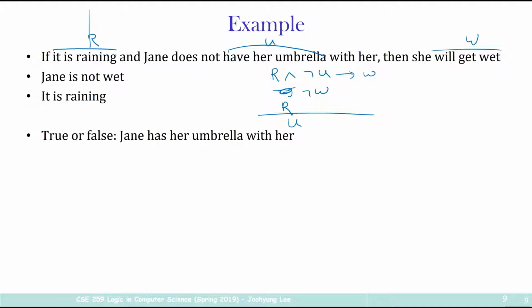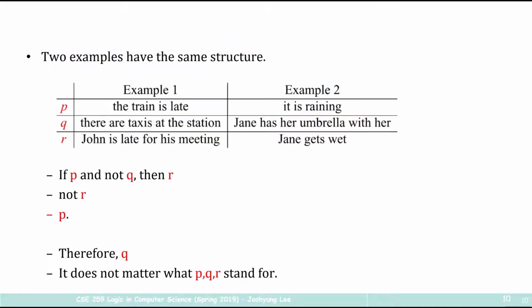The structure of this problem is exactly the same as the previous one. In fact, this is the comparison between the two. If you say P represents the train is late in example 1, then in example 2, it is raining. Q in example 1 represents that the taxi is at the station, and in example 2, Q represents Jane has her umbrella with her. R in example 1 means John is late for the meeting. R in example 2, Jane gets wet.